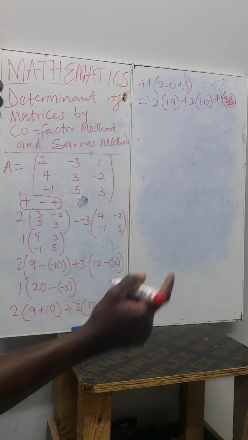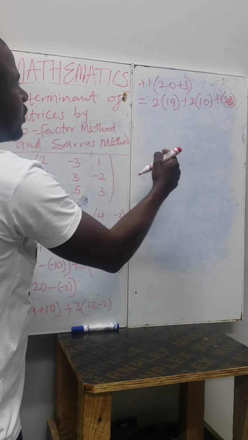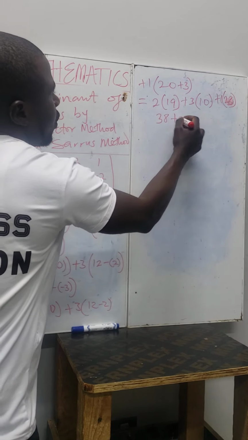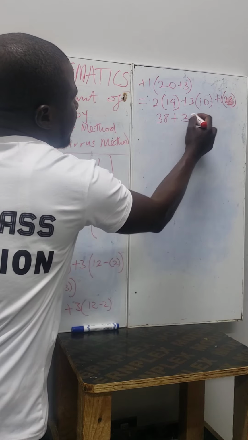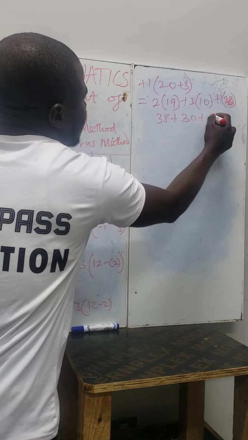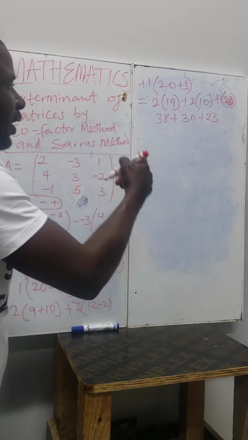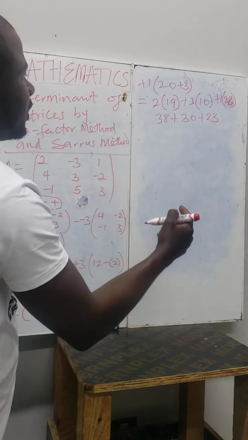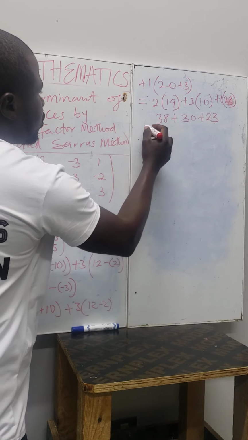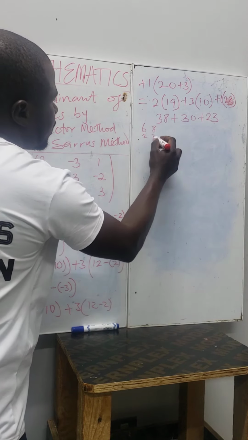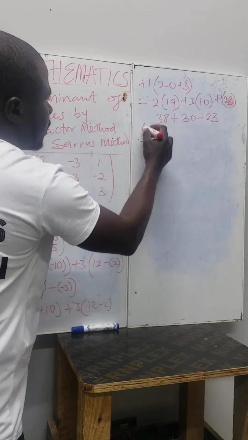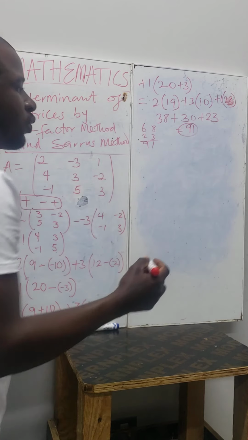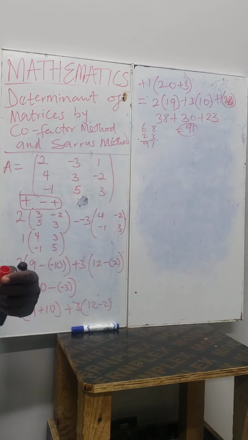Are we following? What is 2 multiplied by 19? 38. Plus 3 multiplied by 10, 30. Plus 1 multiplied by 23 is still 23. Let's add these things up. 38 plus 30, that is 68. 68 plus 23, that is 91. So the answer is equal to 91. That is for the cofactor method.